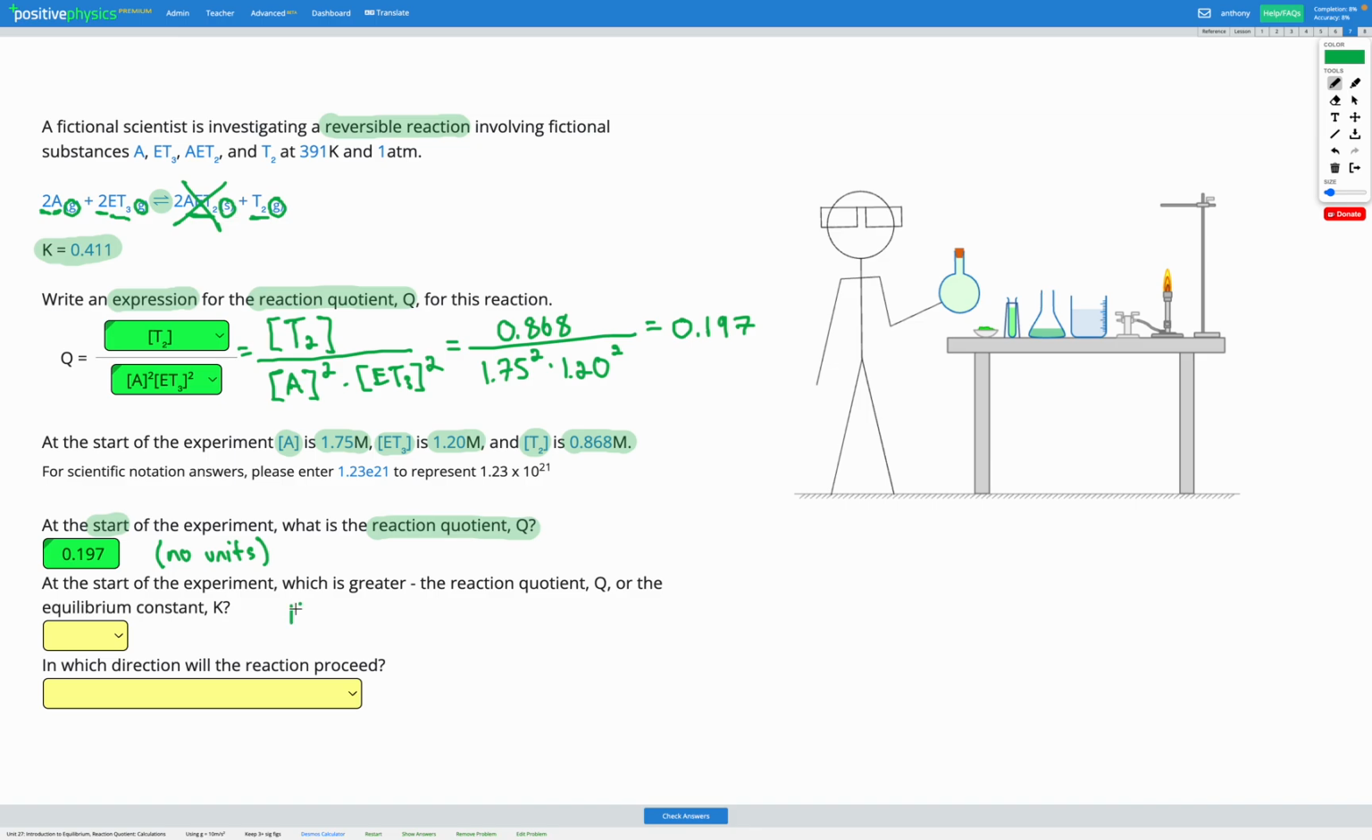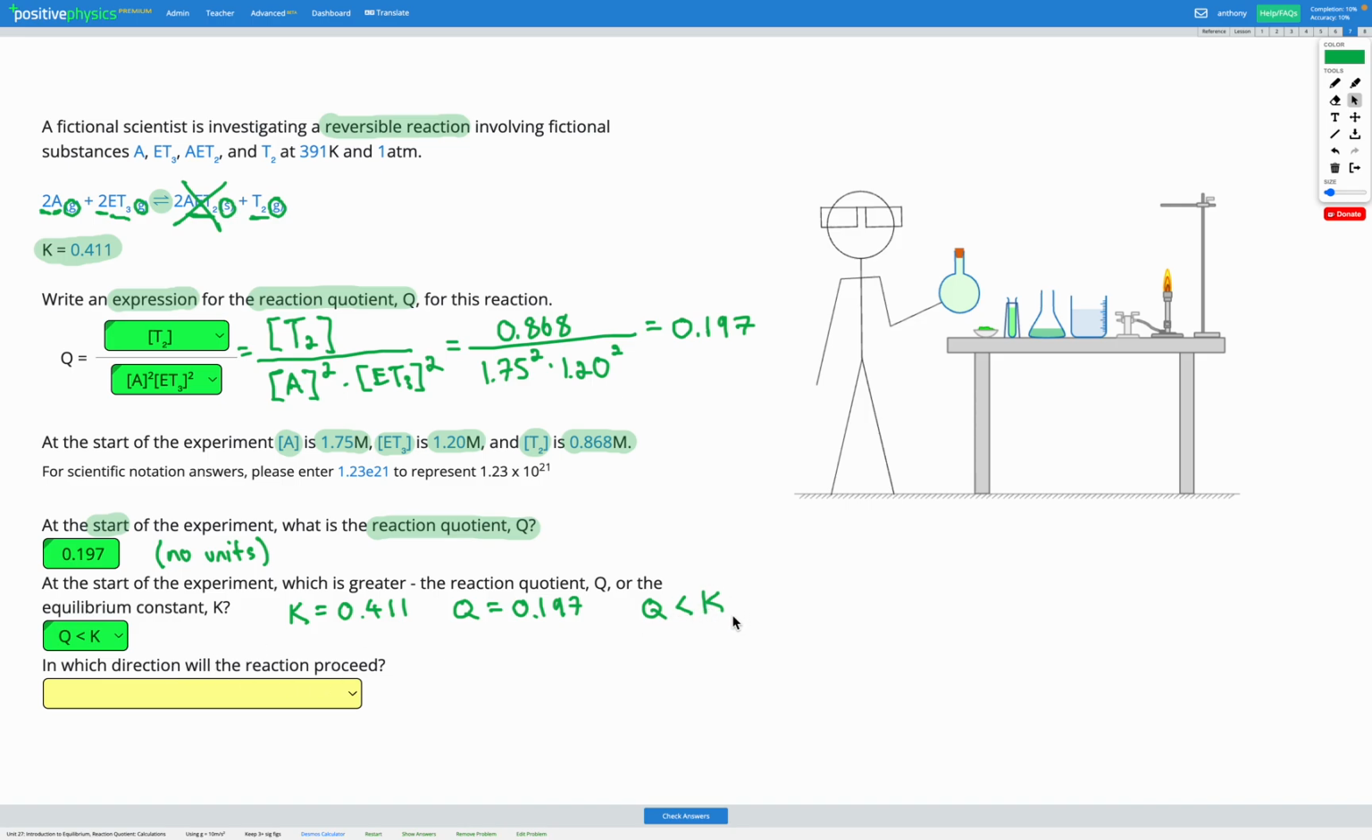So for K, we had 0.411 given to us in the question. For Q, we had 0.197 that we just calculated. So 0.197 is less than 0.411. So Q is less than K at the start of the experiment. So we can fill that in here. Q is less than K. So which direction will the reaction proceed?